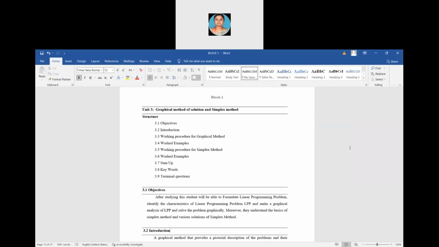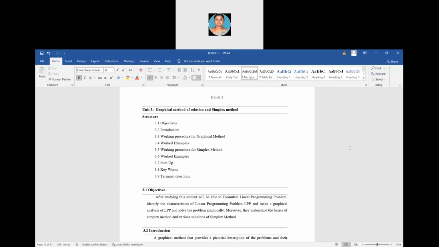So there are two ways to find the solution. One is the graphical method, another one is the simplex method. Here we have the objective and introduction, working procedure for the graphical method, worked out examples, working procedure for the simplex method, worked examples, and also a sum up for this unit, keywords and terminal questions regarding this unit. All these things we are going to see now.